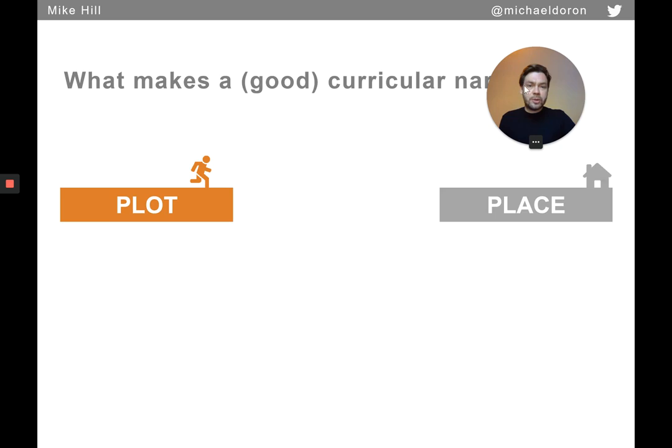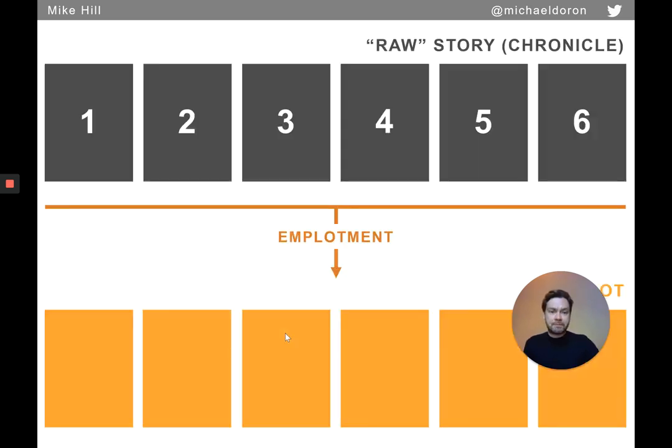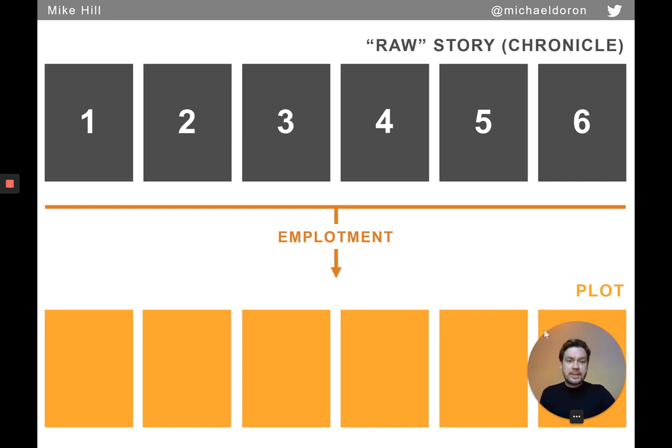In the last video, we looked at these kind of two basic or foundational approaches of constructing plot and place. And I want to start off with plot and emplotment. And emplotment, when we teach GCSE content, is really important, I think, because there's a big temptation to treat the exam specification as if it were a curriculum. And of course, an exam spec is not a curriculum, it's just a list of content.